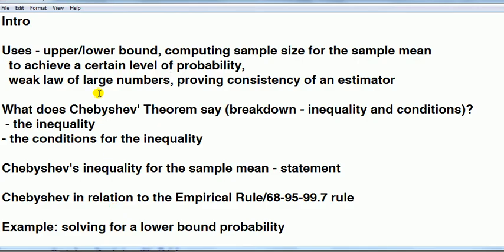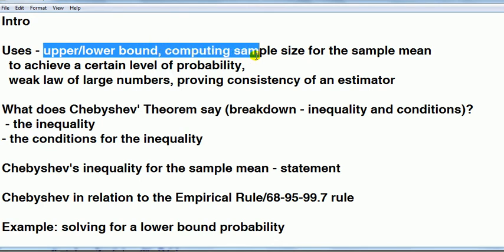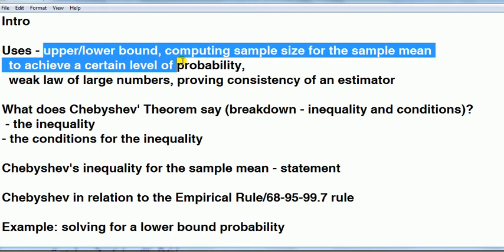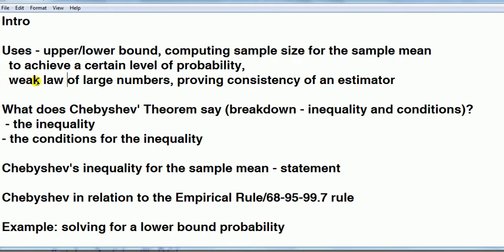Before we jump into the theorem, I've listed the uses here in this section. I'm not going to go into them in detail, so you can just read it here, but for people who are starting out in stats and math stats courses, you might be looking to compute a lower and upper bound. That's very popular. You might have to calculate a sample size for a sample mean to achieve a level of probability of at least a certain probability. People on the theory side, you can use it to prove the weak law of large numbers, and people doing econometrics, you can use it to prove the consistency of an estimator.